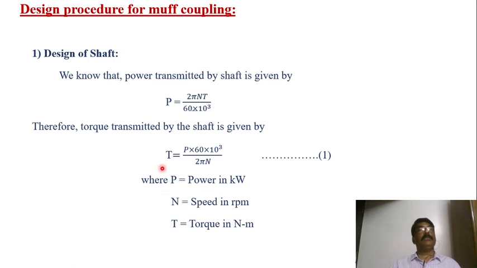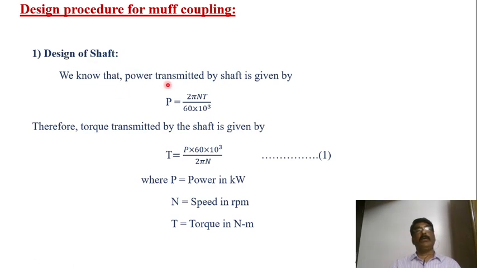Now coming to the design procedure for muff coupling. We know that it consists of three important elements. The first one is the shafts to be connected, the second one is the muff, and the third one is a key. Thus, there will be three steps in the design procedure of the muff coupling. The first step is the design of the shaft.